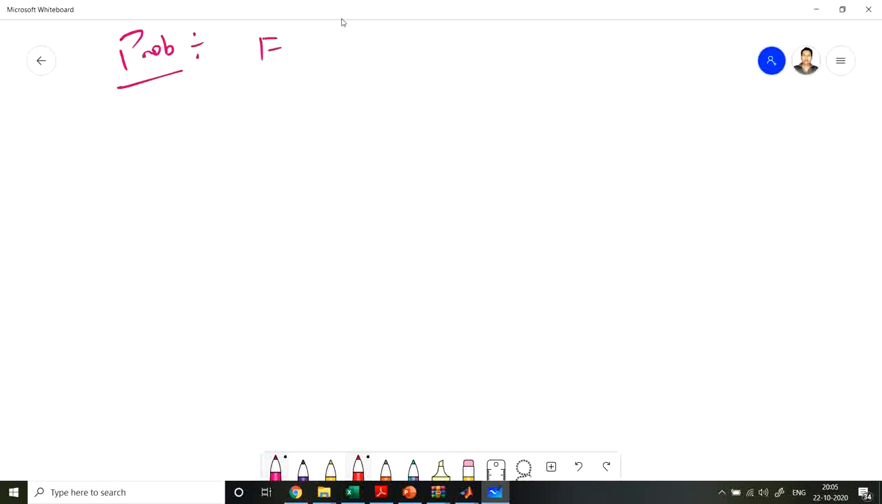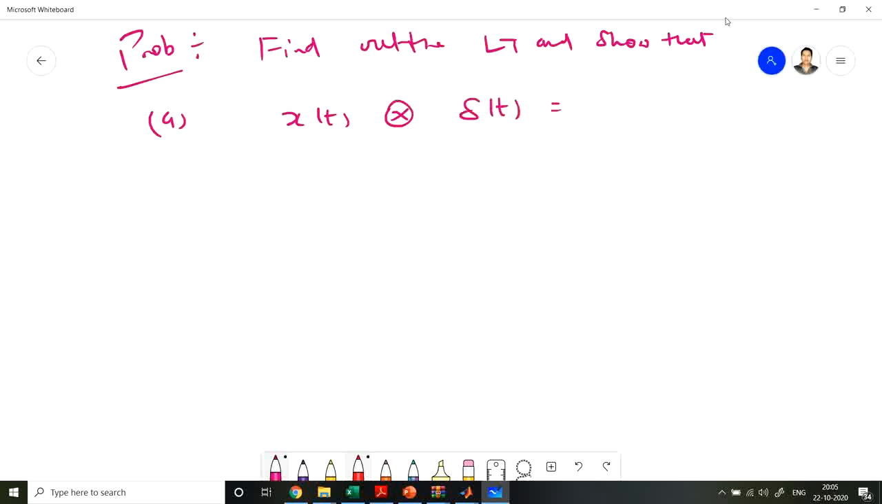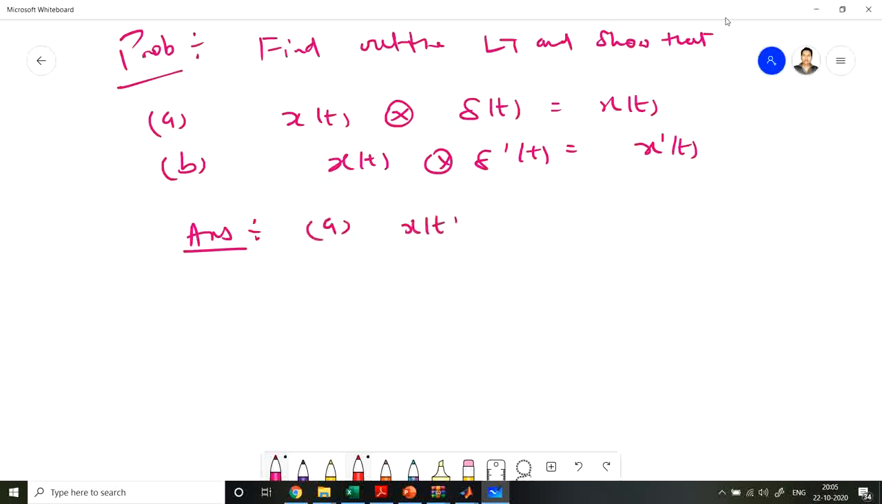So the problem is: find the Laplace transform and show that part A, xt convolution with del t is equal to xt. Part B, xt convolution with del dash t is equal to x dash t. So let us solve this problem. So part A is xt convolution with del t is xt.